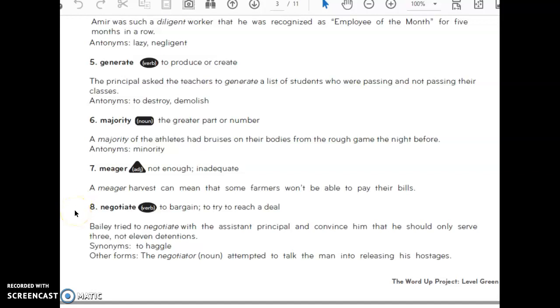8, negotiate is a verb. When you negotiate, you bargain. You try to get the best deal. Bailey tried to negotiate with the assistant principal and convince him that he should only serve 3, not 11 detentions. So a synonym, we have to haggle.